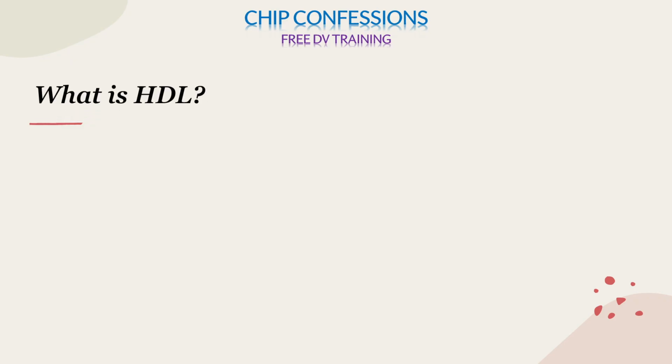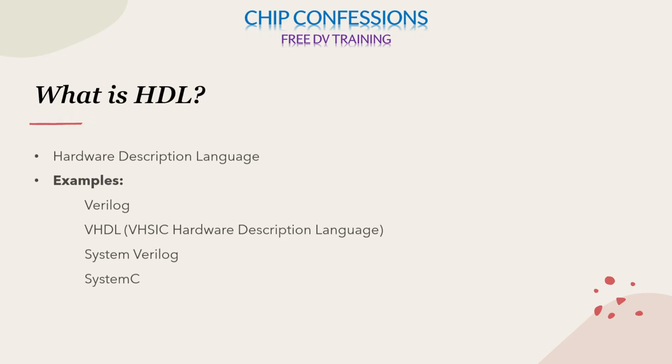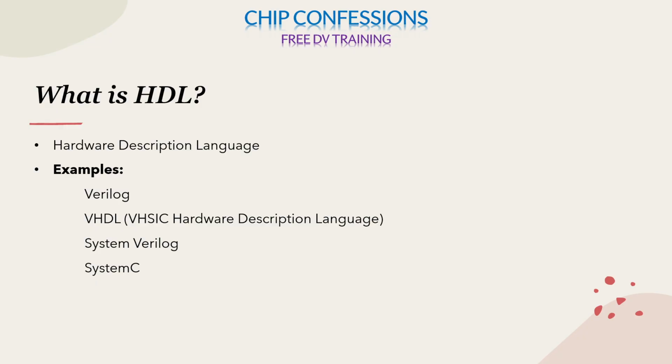So what is HDL? HDL stands for Hardware Description Language. In our first video itself we saw what is hardware description language. Whichever programming language we use to describe any digital circuit or system is called a hardware description language. So any circuit we have, if we are writing the same circuit in terms of code, then it is called a hardware description language.